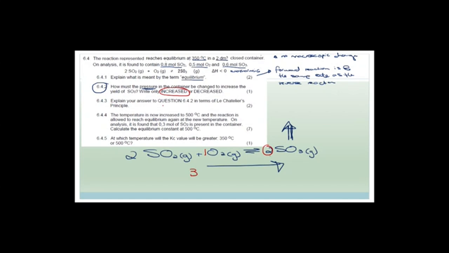Okay. Explain your answer in terms of Le Chatelier's principle. Now, grade 12s, I don't care what your answer is. The very first thing you need to write, okay, I do care what your answer is. What I mean is, before you write anything else, you will write "by Le Chatelier's principle." Even if they say "in terms of Le Chatelier's principle," you will write it. You write "by Le Chatelier's principle," and then you write your reason. But you will always write "by Le Chatelier's principle" first.